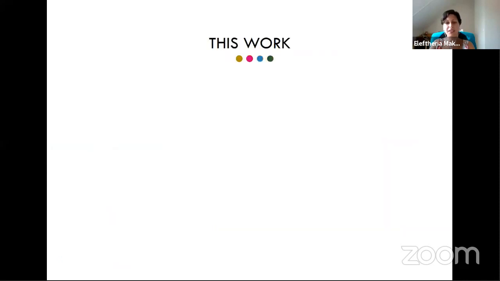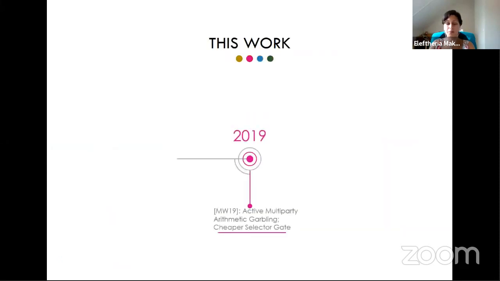And then comes our work. It's a joint work with Tim Wood, where we show how we can do multi-party arithmetic garbling with active security with n-1 dishonest parties. And we also show an alternative construction for the selector gate that Ben Ephraim proposed. So just for comparison reasons, what we add to the table is the full threshold active security compared to the previous work, and a different construction for the selector gate.